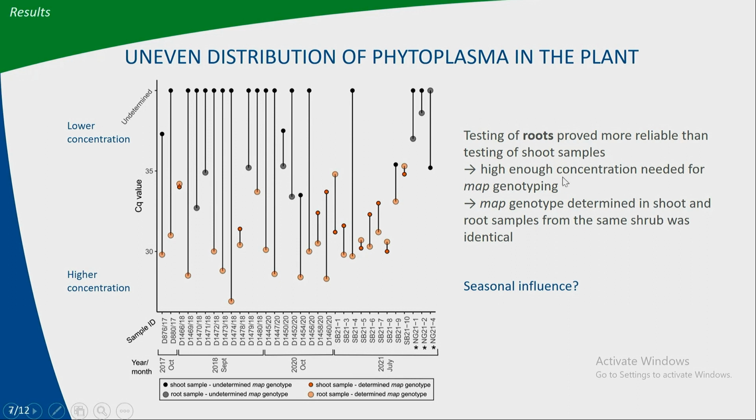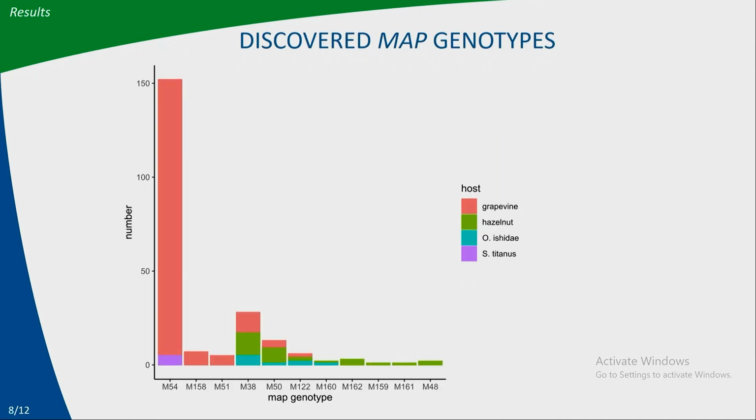And the ones that are marked with orange, we were also able to determine the map genotype, and it was always the same in root and shoot sample. Here all the other years it was sampled in October and September. These July samples maybe show that there's some seasonal influence, but a more periodical study would need to be done to say anything concrete.